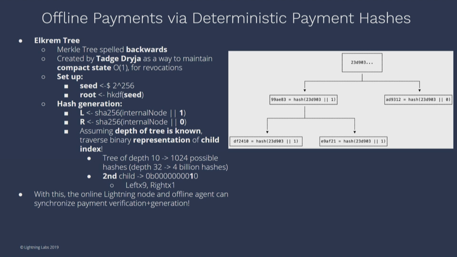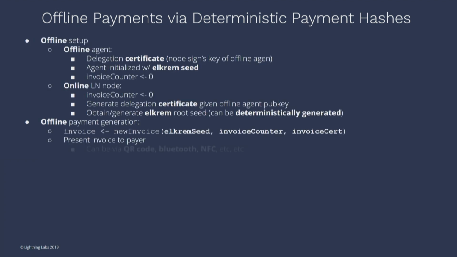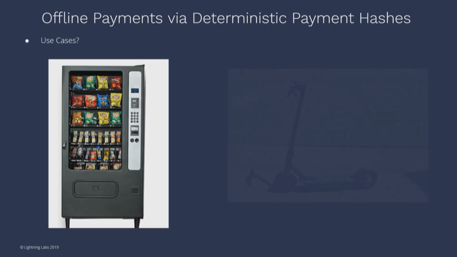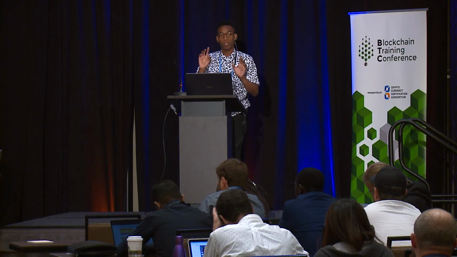The question was also whether that leaf is actually the preimage of the payment hash. The answer is yes, it's the preimage. So we'll hash that one more time to get the payment hash we'll use for the payment itself. Cool. All right. Any other questions? All right. Oh, Alex.